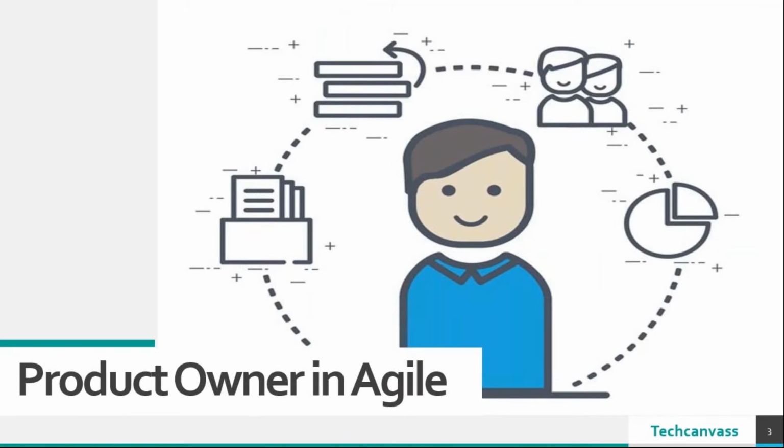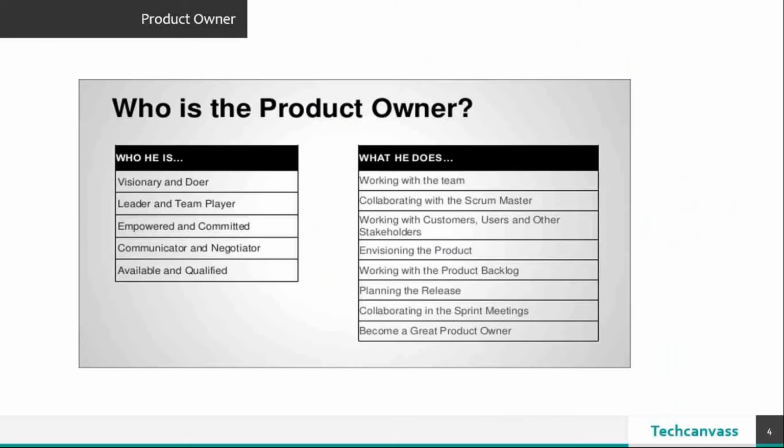So, directly jumping into who this product owner is and what a product owner actually does on a day-to-day basis. When I talk about a product owner, he or she is basically a visionary or a doer. When I say that, it is mainly that the product owner has the product vision in mind.